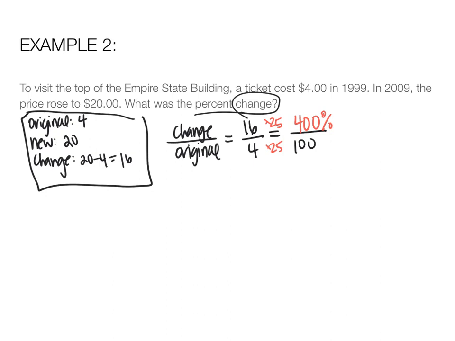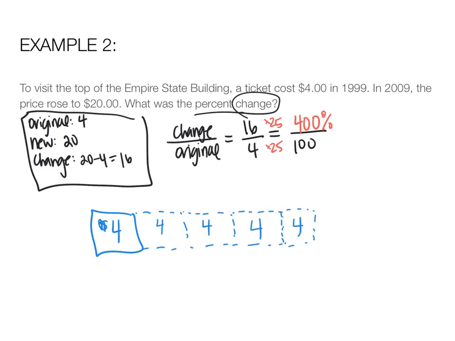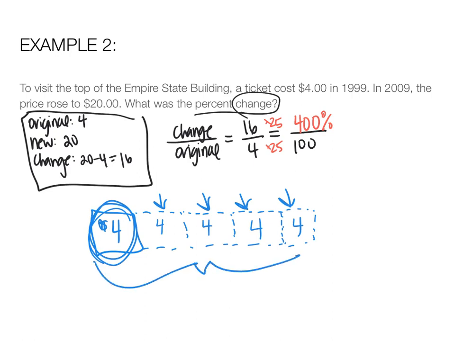Just to give you another visual that doesn't have to be copied in your notes, but might make a little more sense, the original ticket was $4. It grew to be $20, which means that you would have needed to add the exact same 100% of the ticket 4 additional times to have a total ticket of $20. That's what it means to have changed by 400%.